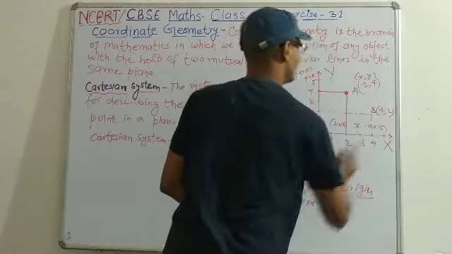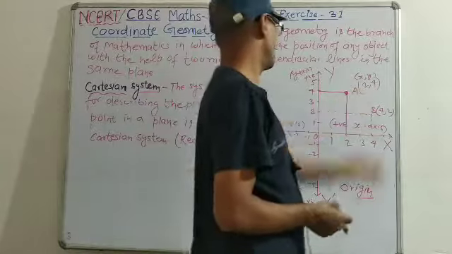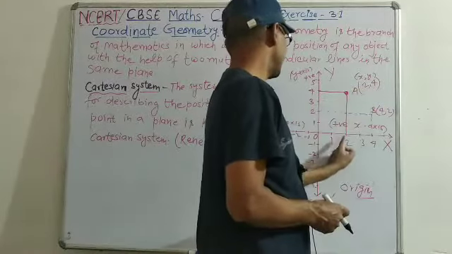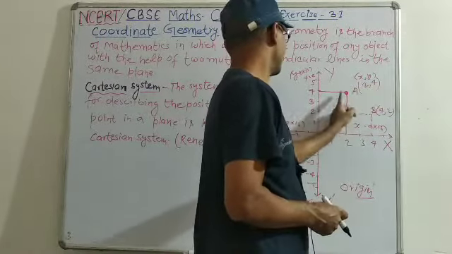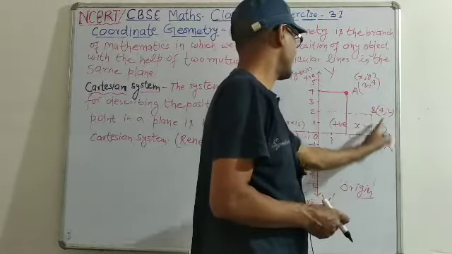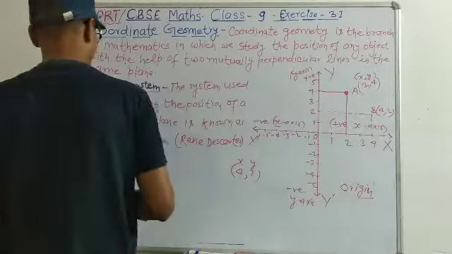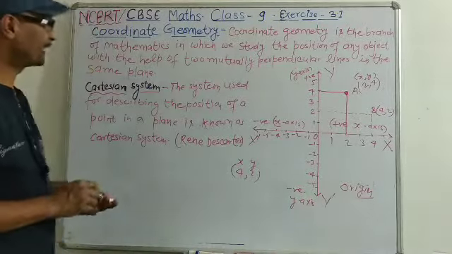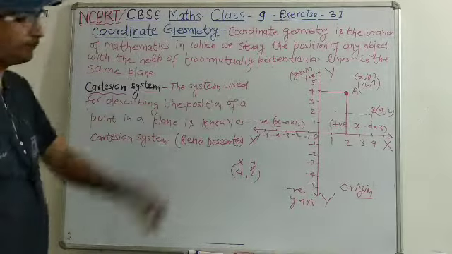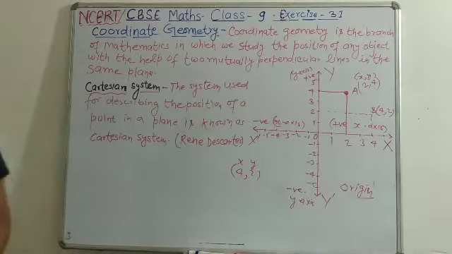So what is the difference between A and B? (2, 4) means 2 on the x-axis and 4 on the y-axis. (4, 2) means 4 on the x-axis and 2 on the y-axis. So these are the locations of the different positions we can describe in the plane. Now let's see question number 1 from this exercise.